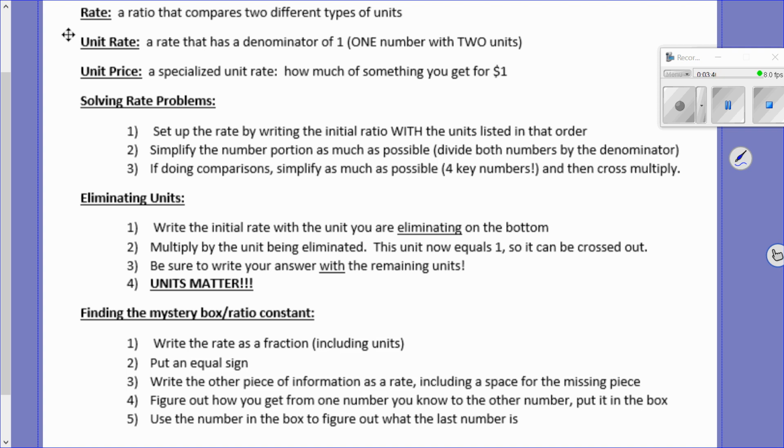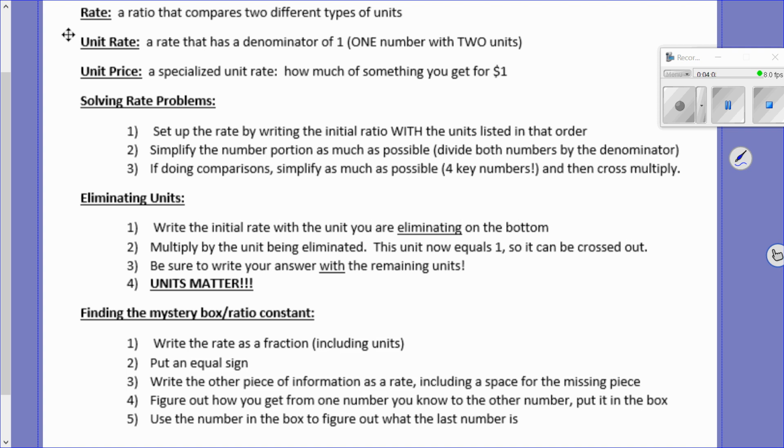To do that, what you're going to do is write the first rate as a fraction. Make sure you include your units while you're writing it out. You're going to put down an equal sign. Then on the other side, write the other piece of information, again as a rate, with your units listed in the same order, top and bottom, and then you're going to be given one of those two pieces of information. You put that one in.